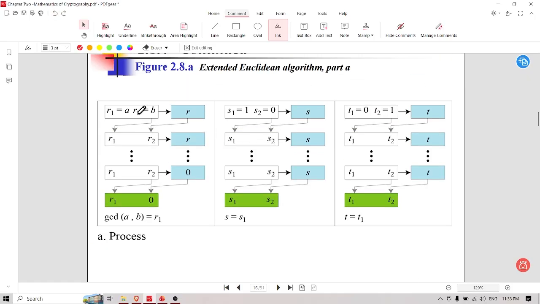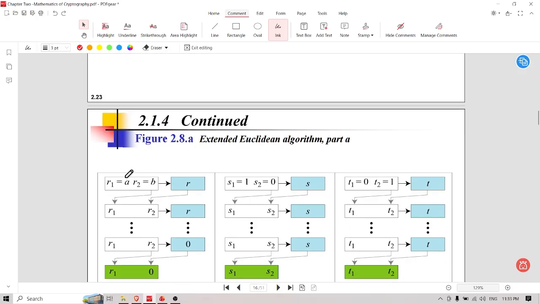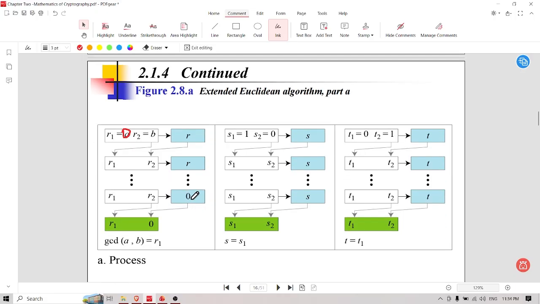It would be this process. We will make sure that a will be equal to R1 and b will be R2, and the result would be R. Now R2 will become R1 and R will become R2, and then they will get another result, which will be R. We will do this process until we get 0. As we get 0, our result would be R1. By 0, we mean we will have no R, or no remainder.